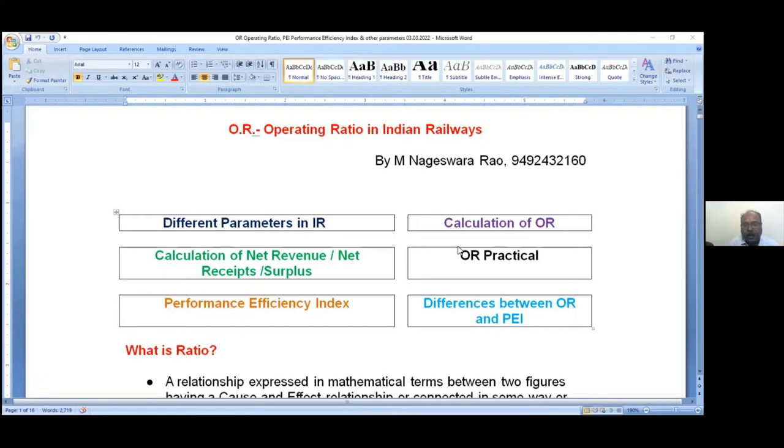Okay. Right. And how the calculation of operating ratio and the calculation of net revenue or net receipts or surplus, and what practical examples of the previous years and some examples, and what is performance efficiency index, and what are the differences between operating ratio and performance efficiency index? These are the things we have to cover. These are all important from examination point of view also. Now let me start.